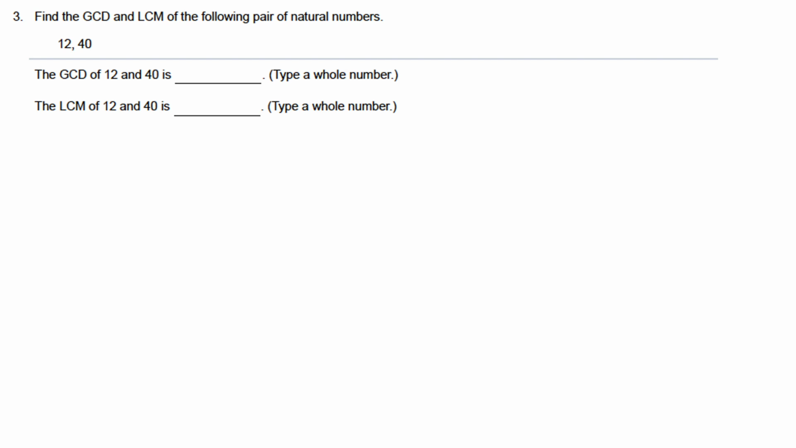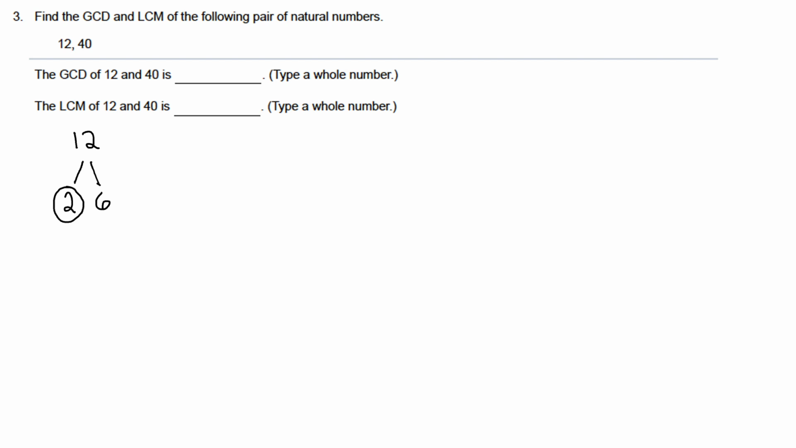Find the GCD and LCM of the following pair of natural numbers: 12 and 40. We're asked to find the GCD and LCM of 12 and 40. To do this, we first want to factor each of those numbers into the set of prime factors. First, we'll write down the number 12. And we need to think of two numbers that when multiplied together will give us 12. I know that 2 times 6 is 12, so I'll write those numbers down. 2 is a prime number, so you can circle it.